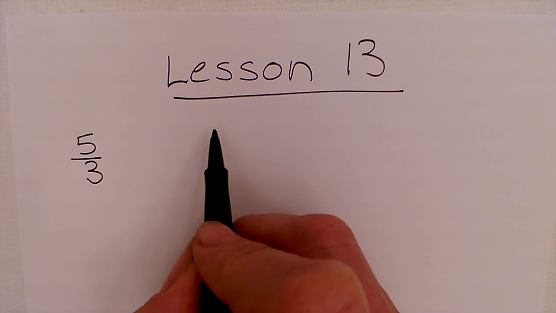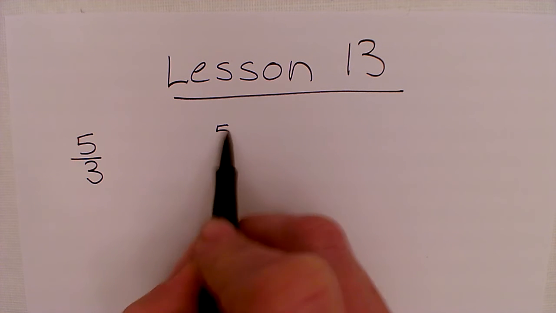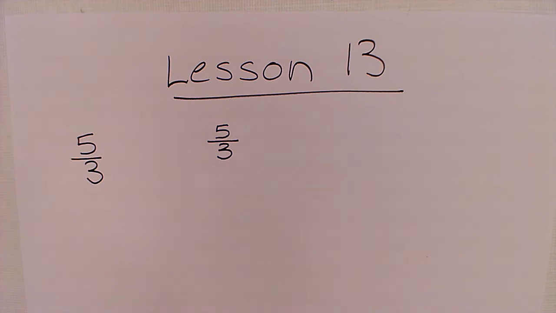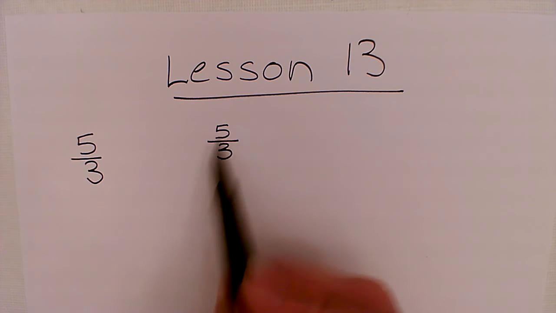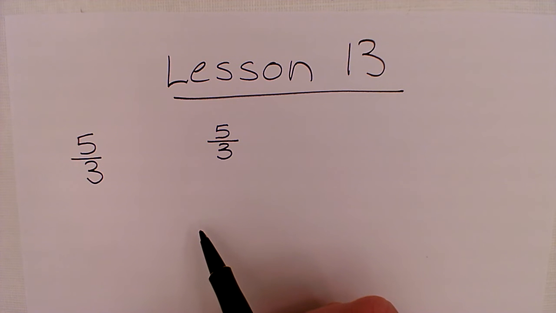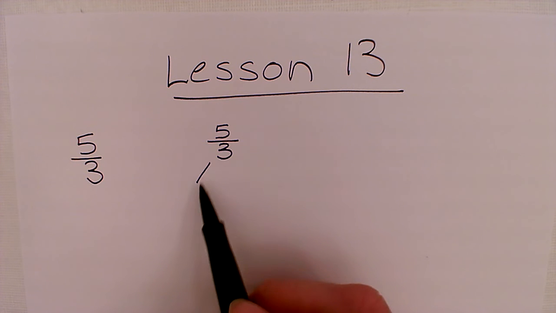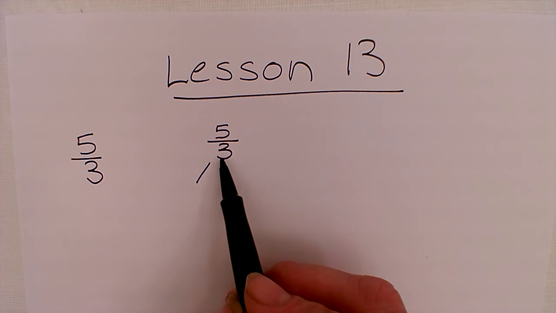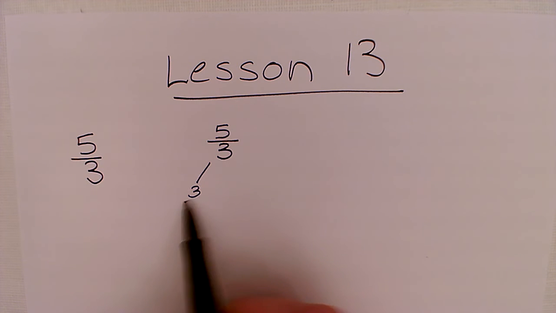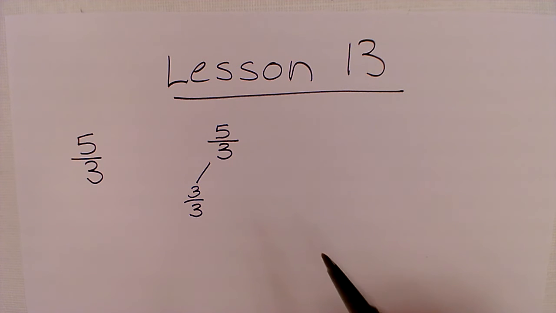So let's talk about how we can work with a fraction greater than 1. For example, if I have this 5/3, I could pull one whole out of this. And how would I do that? Well, I'm going to pull 3/3 out. And the way I know that I'm pulling out a whole is because 3/3 is equal to a whole. When my numerator and my denominator match, that's just equal to 1.